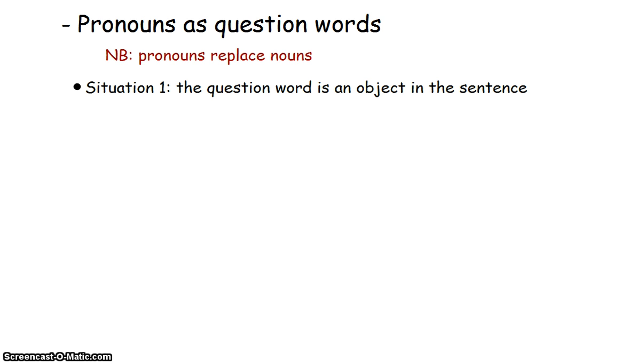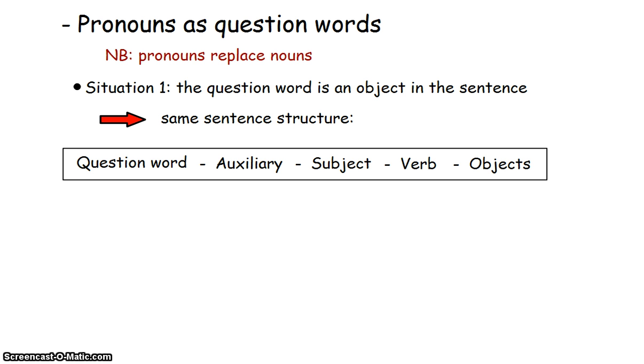So the first situation, the question word is an object in the sentence, grammatically speaking, an object, as opposed to the subject. That's important, as you will see. The structure is the same as before, so question word, auxiliary, subject, verb, and objects. Let's see a few examples. Who did you meet at the party? So who is indeed the object of the sentence.